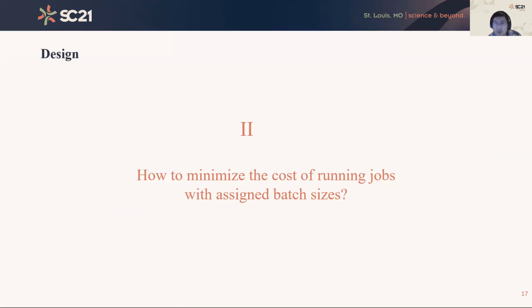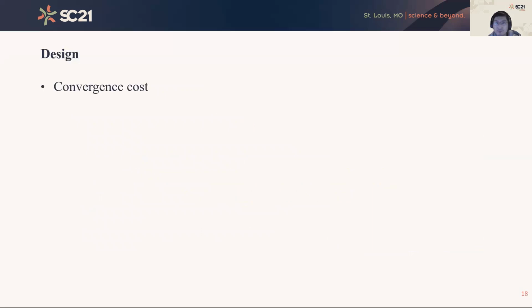Next, we solve the problem of how to minimize the cost of running jobs with assigned batch sizes. The first cost is the convergence cost. Simply adjusting the batch size may affect convergence, which means the job needs more epochs to converge. To control convergence, we need to follow the linear scaling rule, which linearly scales the learning rate with the batch size.